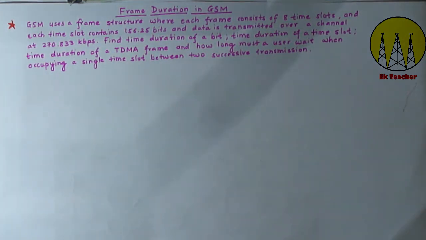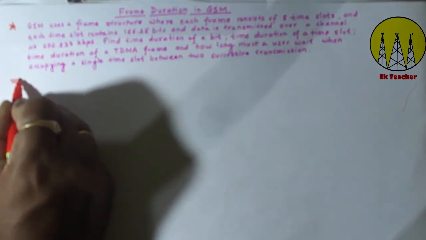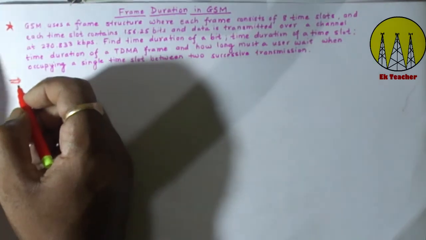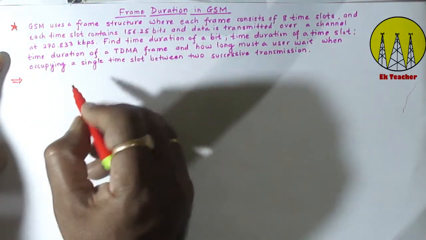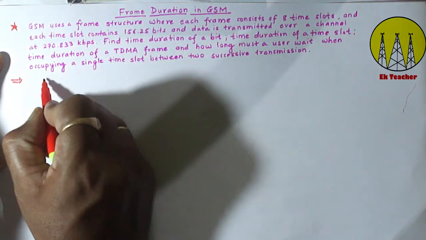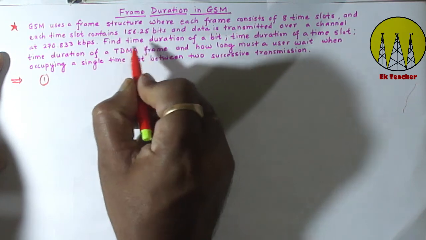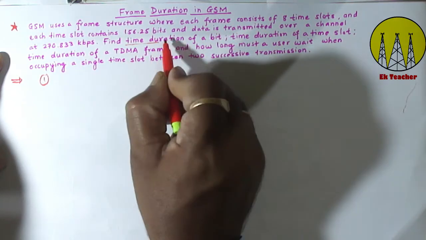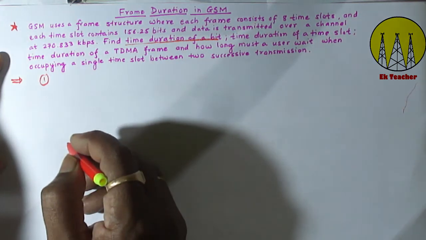So how to solve it? It is very simple to solve. So let us start the solution. What is given to us? The data rate is given, and the first thing we have to find is the time duration of a bit. So how to find the time duration of a bit?